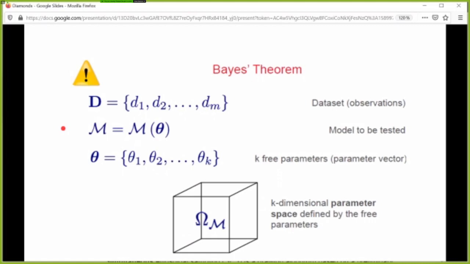And this model has input parameters from theta 1 to theta k, noted free parameters, which together make a parameter vector. And we can visualize the parameter space containing the solution of a given inference process as a k-dimensional box, as you can see here.